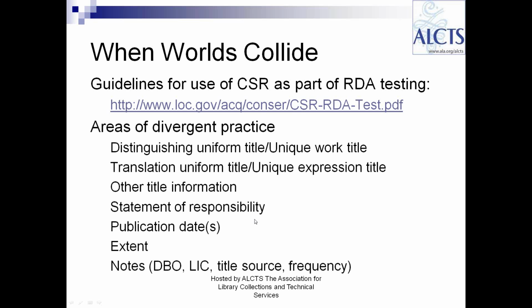The areas of divergent practice, and I'll talk more about this in a minute in terms of how CONSER is going to handle these kinds of things, are the use of the uniform title, the 130 and the 240, when it's added. Also, the use of a translation uniform title, or in RDA, what can be considered a unique expression title. In what cases do you add a unique expression title, and what does it look like in a record?